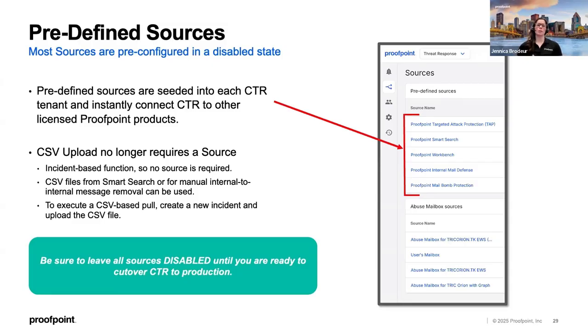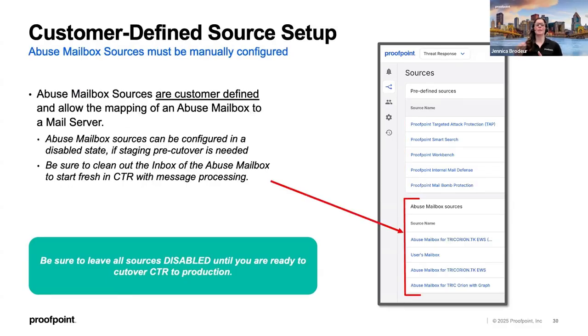Really, the only customization or configuration that you'll need to do within the sources view for Cloud Threat Response is to define that mail server configuration. Here, you'll need to essentially point Cloud Threat Response to your abuse mailbox source that you're using with TRAP on-prem. If you are going to be pre-staging that, you want to make sure to save that in a disabled state. That will leave all your sources disabled and kind of staged and ready for cutover.